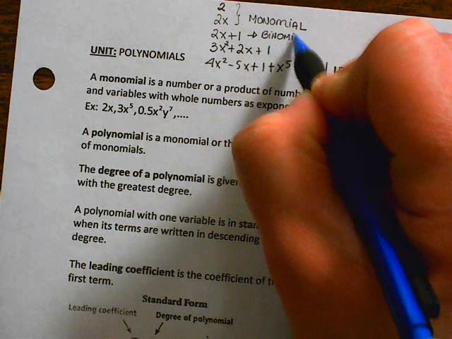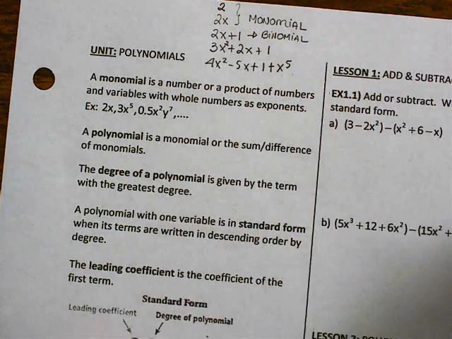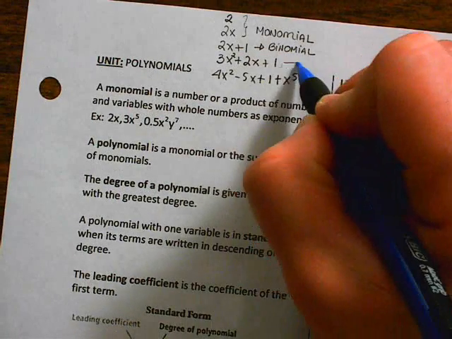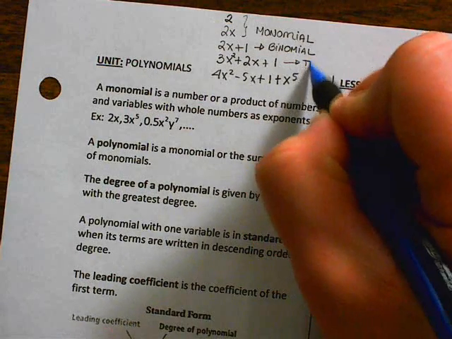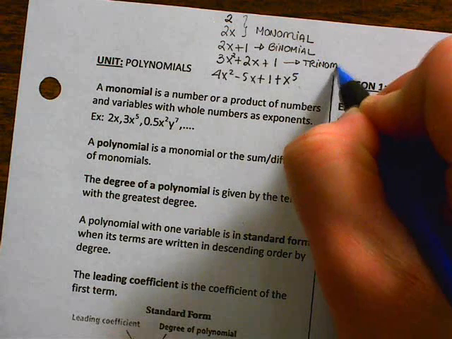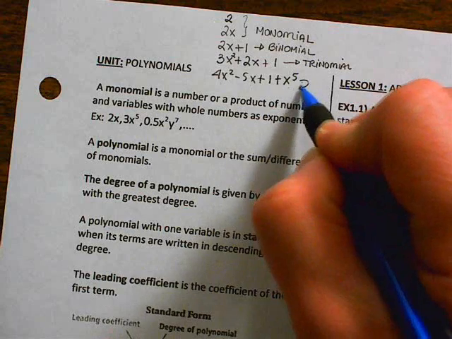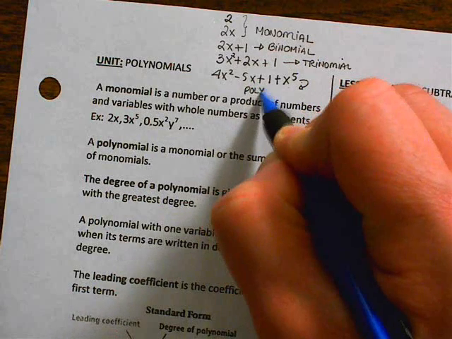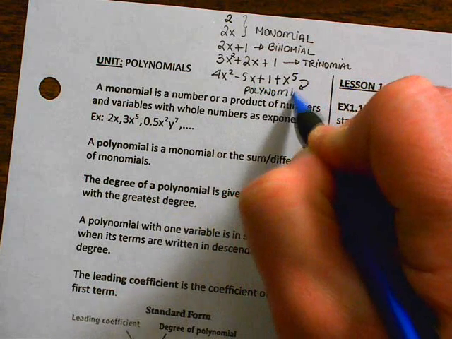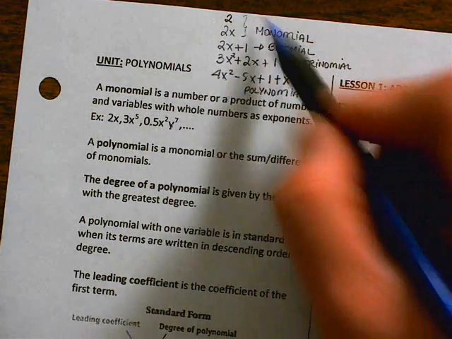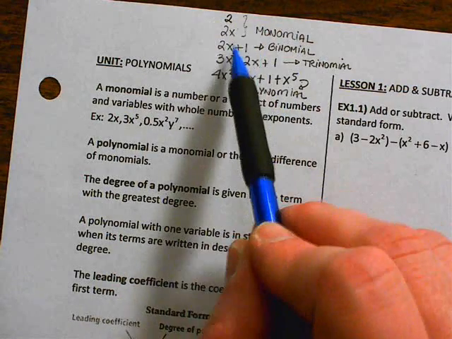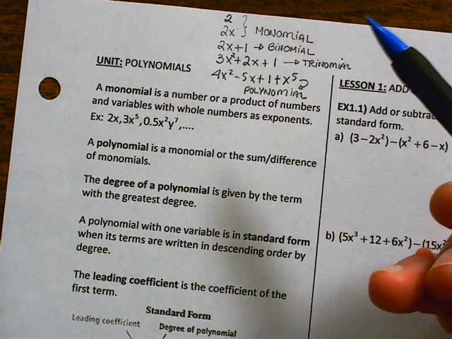It's just like if you speak two languages, you are bilingual. Here, if you have two terms, you can call it binomial. If you have three terms, it's going to be trinomial. And if it has four or more, you can call it polynomial. Okay, all of them are polynomials. It's just that these three over here have special names.